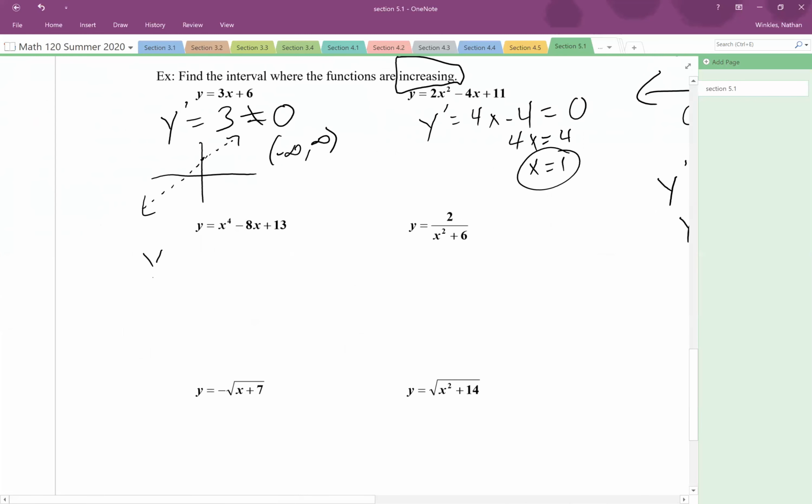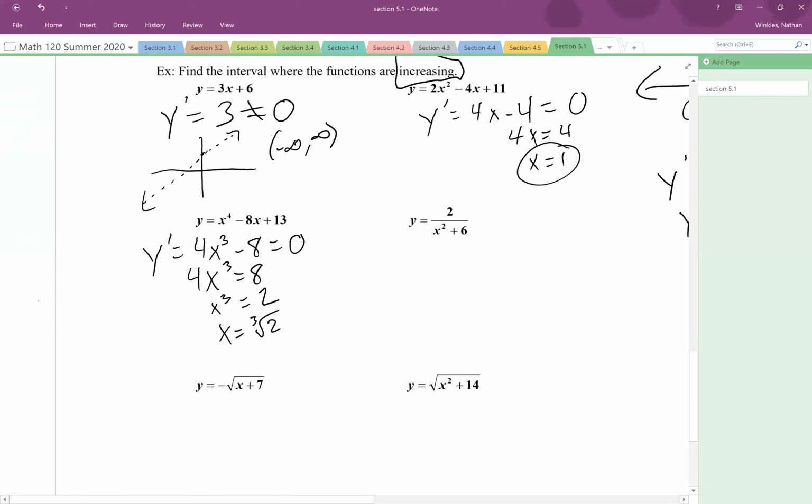So this next one, y prime is going to be 4x cubed minus 8 equals 0. 4x cubed equals 8. x cubed equals 2. x is equal to the cube root of 2. So very similar. We come over here. We put the cube root of 2 on our number line. If you really want to know exactly what this is, the cube root of 2 is approximately 1.26.